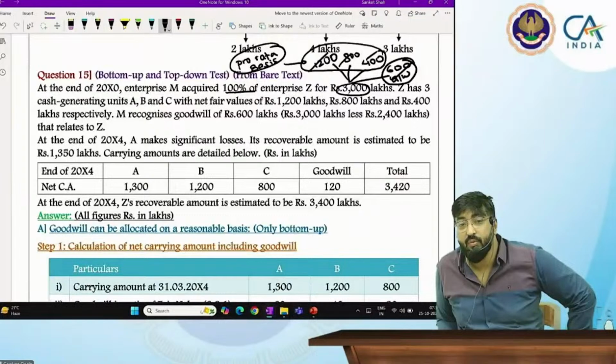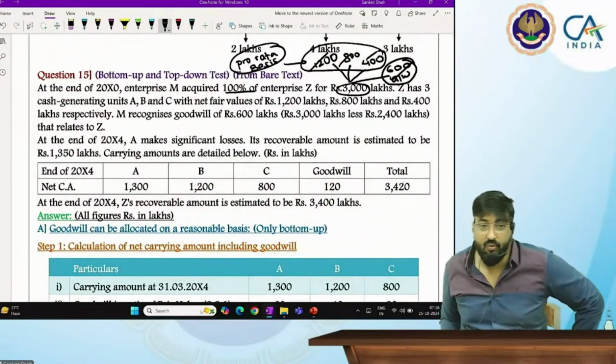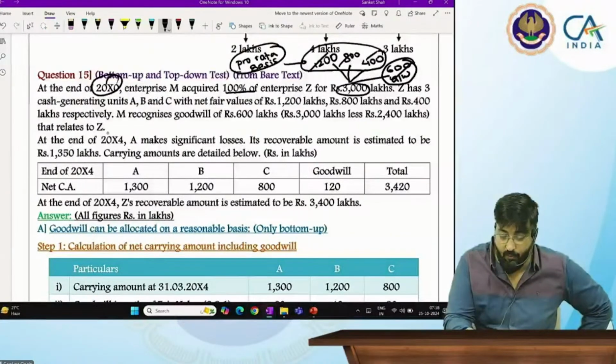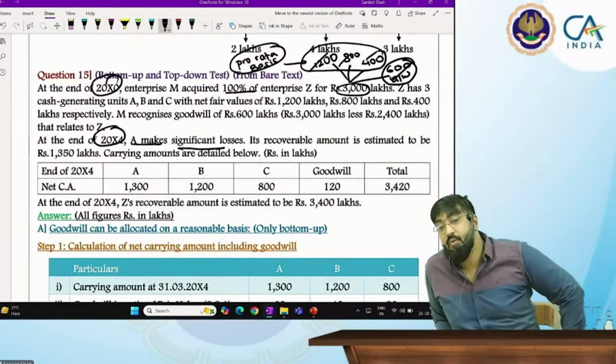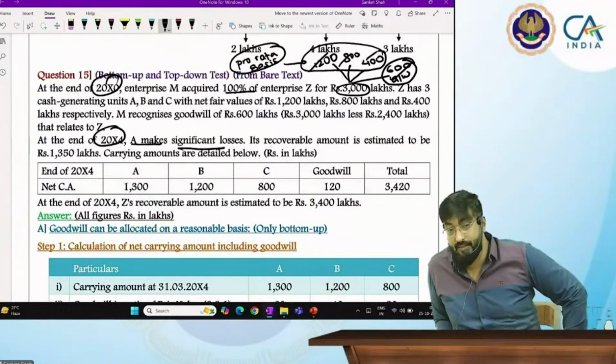Yes, sir. Now see, beta. At the end of 2024, means after 4 years, A is going through significant losses. And therefore, the company thinks we should impair which asset, which unit? A unit. A unit is a CGU. It has many assets. B is also a different CGU and C is also a different CGU.